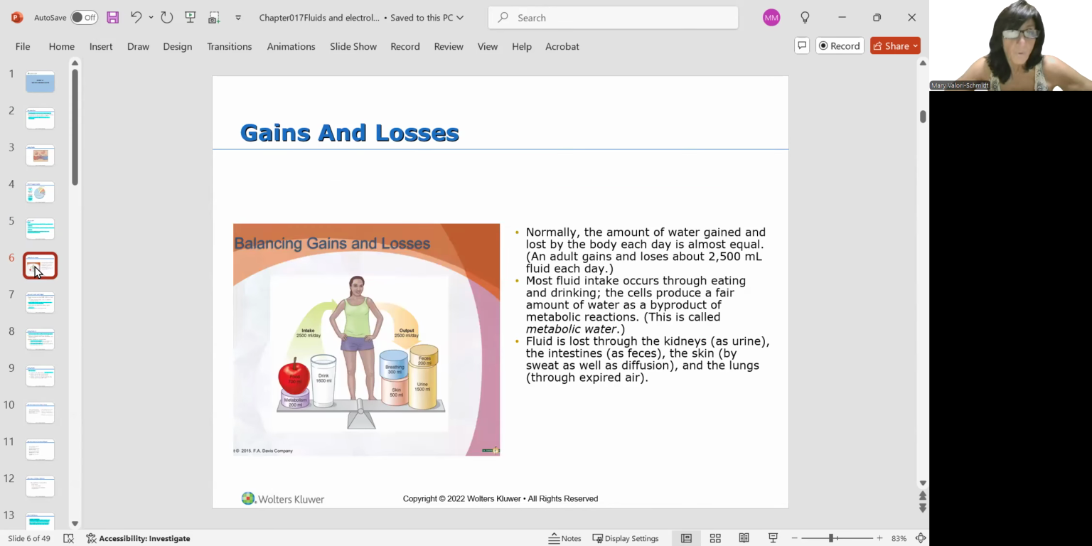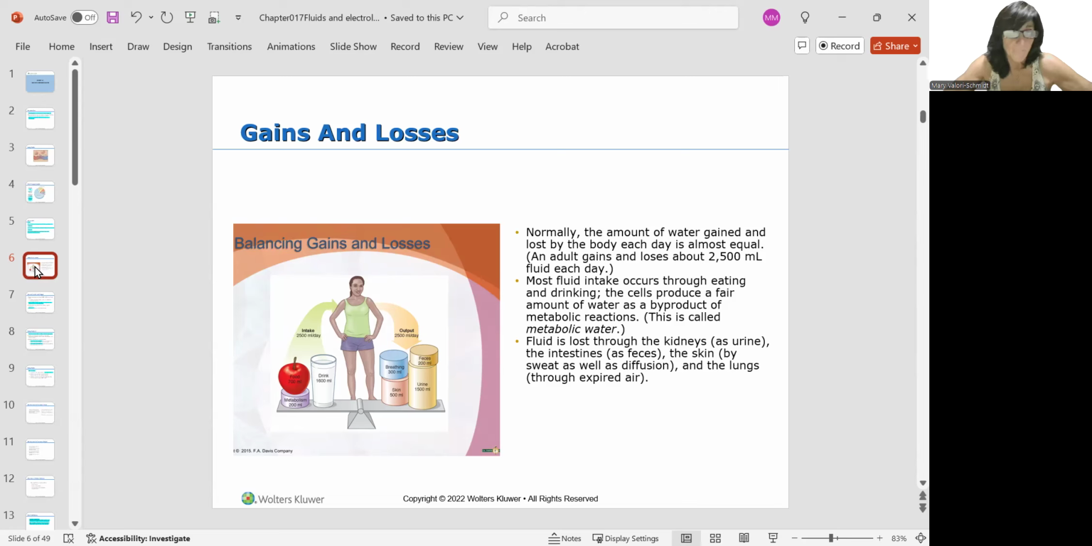What kind of fluid do we need? So normally an average healthy adult needs about 2,500 to 3,500 milliliters of water a day. And we get that usually, hopefully we do, by drinking water. Our cells make some water. That's metabolic water, just through byproducts of the reactions of the processes that are going on.